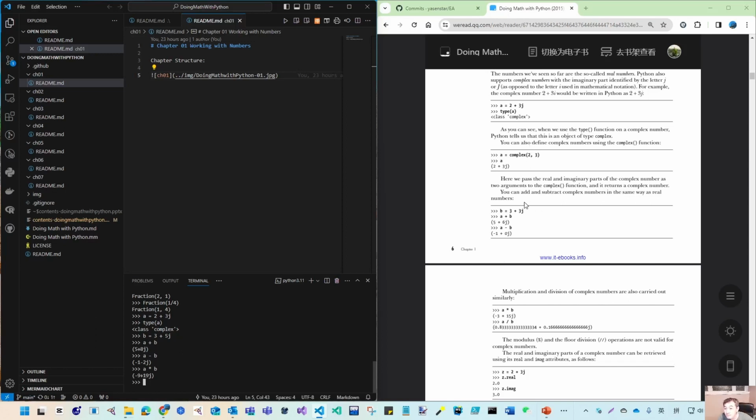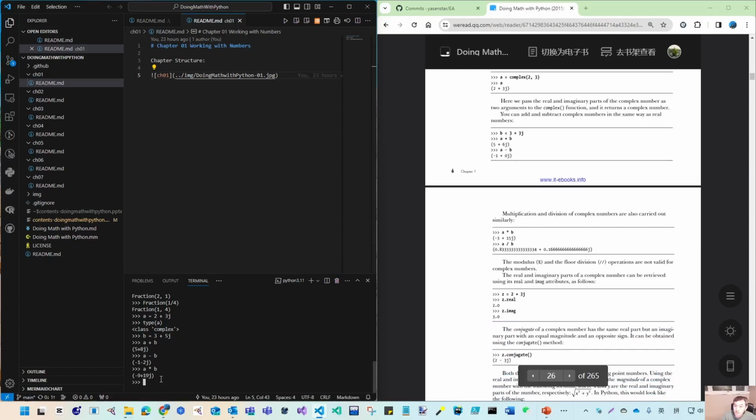The plus. So let's use the 3 and A times B. So minus 3 plus 15J, and A divided by B. So you get a very long floating number. I will not show you how to calculate that, but just remember that addition, subtraction, multiplication, and division are all available for complex numbers.